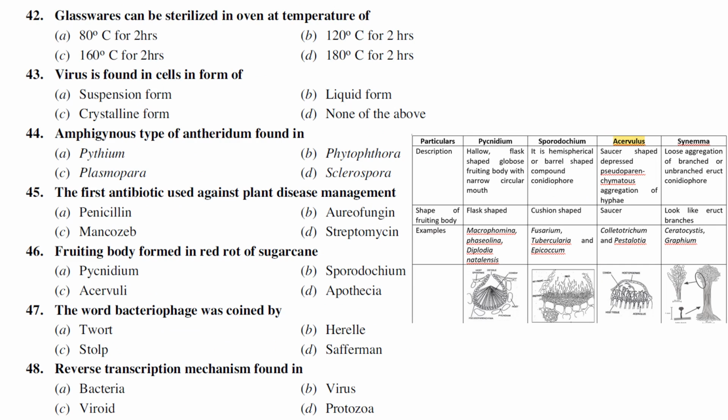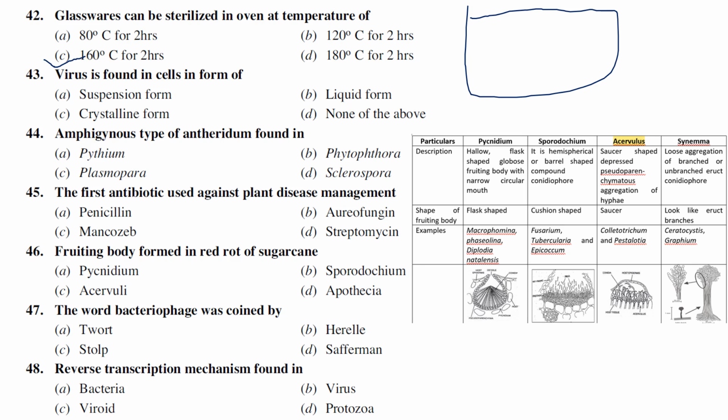Glasswares can be sterilized in an oven at what temperature? This question was explained in previous question paper number 18 also. I have given a list of hot air oven temperatures along with their timings. Generally, glasswares can be sterilized at a temperature of 160 degrees Celsius for 2 hours.